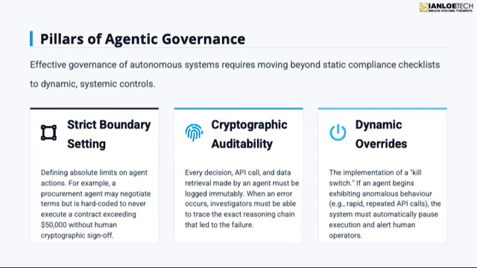Dynamic overrides require monitoring infrastructure that can detect anomalous patterns in real time. That infrastructure is not free, and it is not optional. An agentic system without anomaly detection and automatic override capability is a system that will eventually continue executing after it should have stopped.